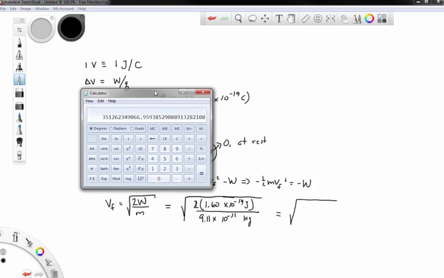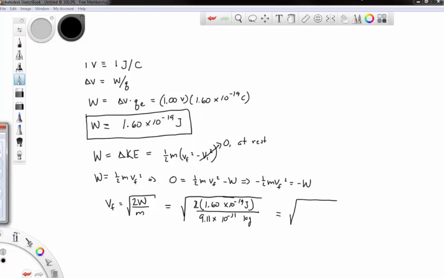And so we end up with this wonderful number. I'll just write down all the digits because we're going to have to take a square root of that in order to get our actual final answer. 3512623490066, and if you do some unit analysis, you get meters squared per second squared.